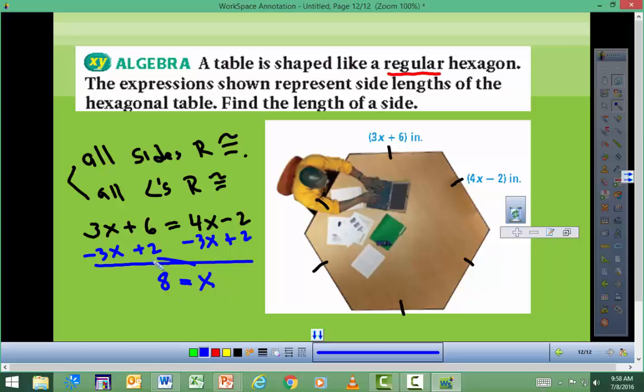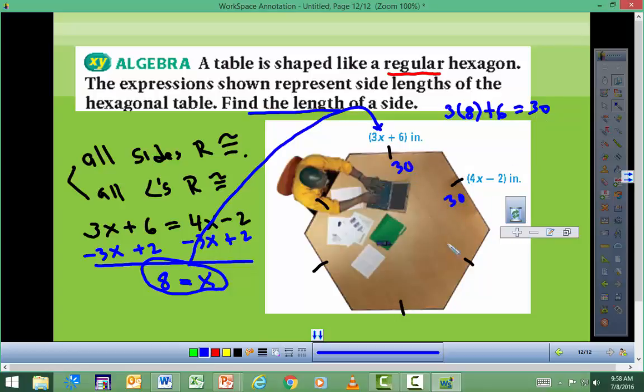Okay. Now remember, don't be a bozo. Don't stop too soon. We're asked to find the length of a side, and what we found was the value of x. So to find the length of the side, we need to take this x and substitute it right back in up to here. And so in this case, we get 3 times 8, and then we add 6 to that. 3 times 8 is 24 plus 6. That's going to be equal to 30. So all of these sides are 30. And so on and so forth. So there's a typical algebra problem.